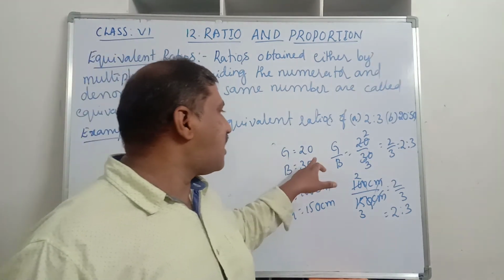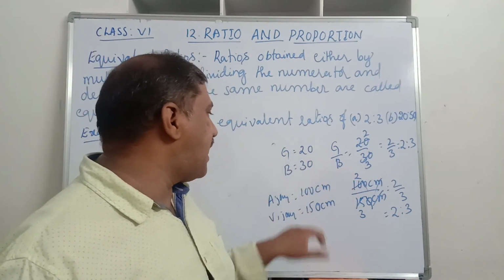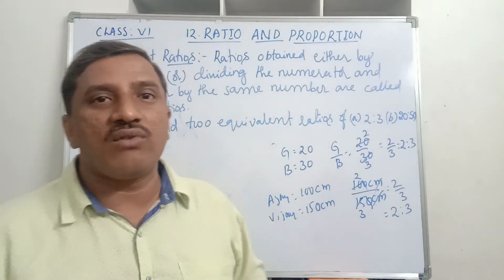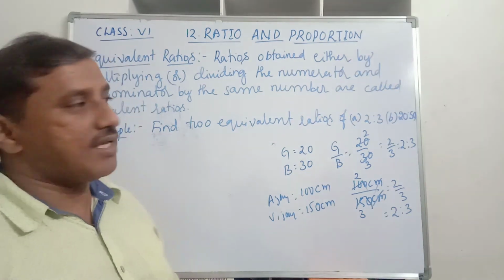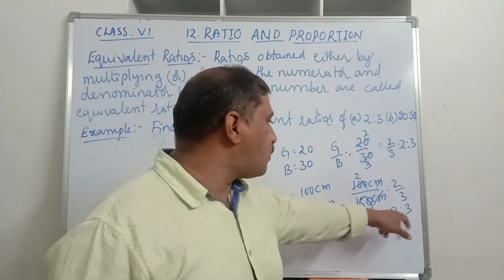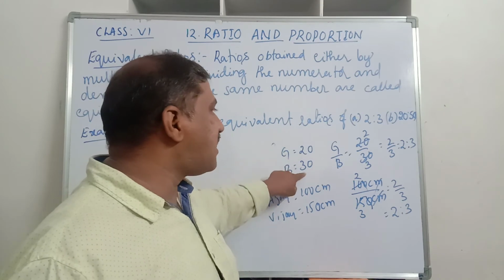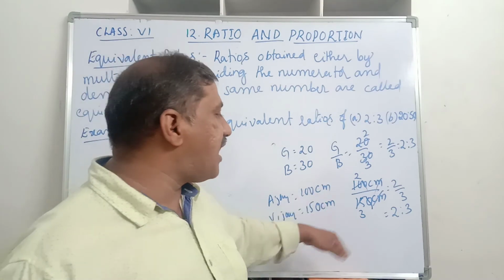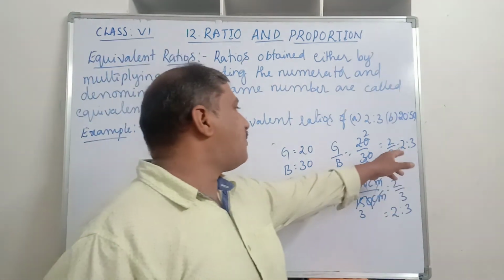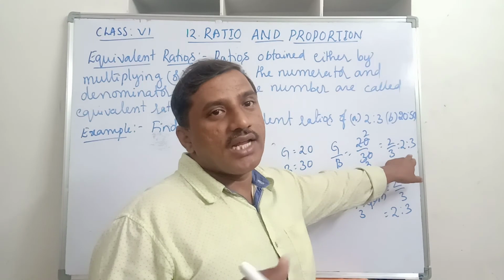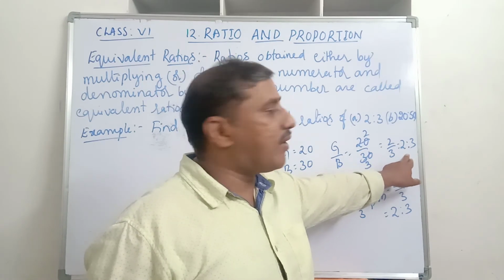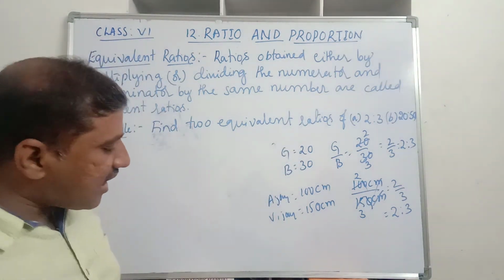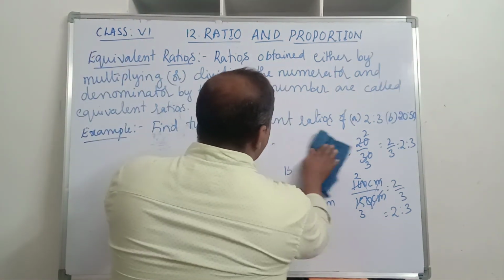But originally, it is 20 is to 30, and it is 100 is to 150. So these kinds of ratios are known as what? The equivalent ratios. How did we get the equivalent ratios 2 is to 3 and 2 is to 3? By dividing 20 by 30 with 10, or 100 by 150 with 50, we get 2 is to 3. Similarly, when you multiply 2 is to 3 with 10 on both, 10 into 2 is 20, 10 into 3 is 30. So we get 20 is to 30. So these kinds of ratios are known as equivalent ratios.